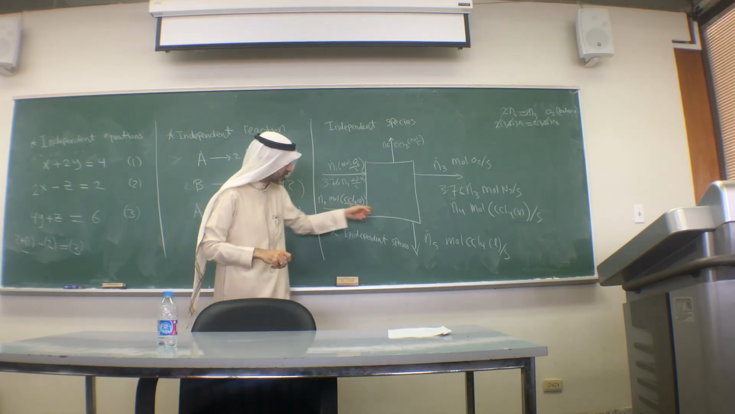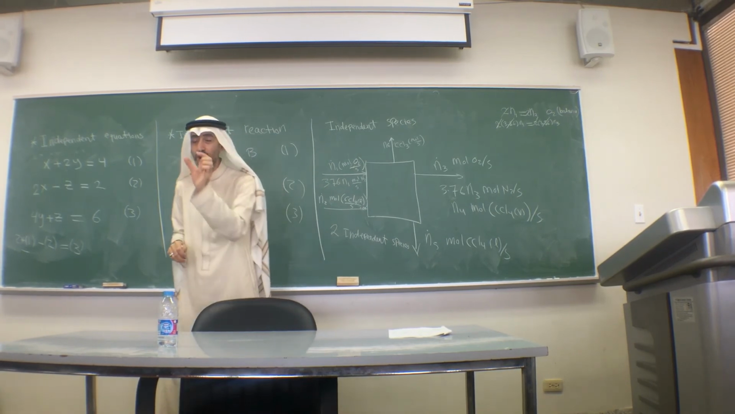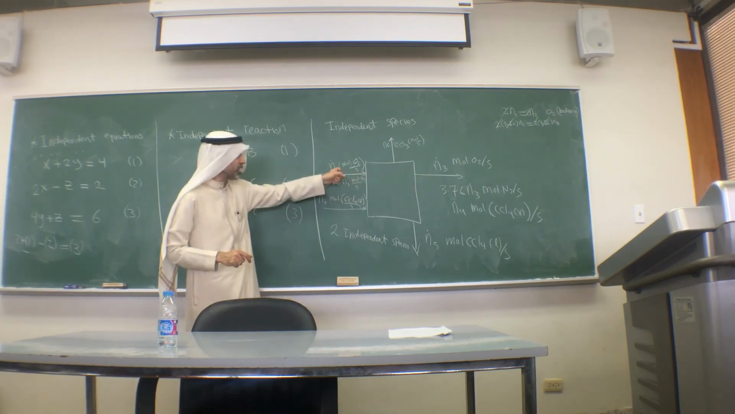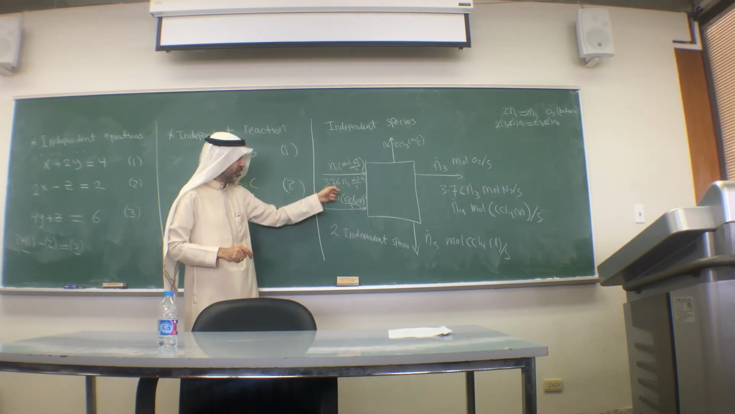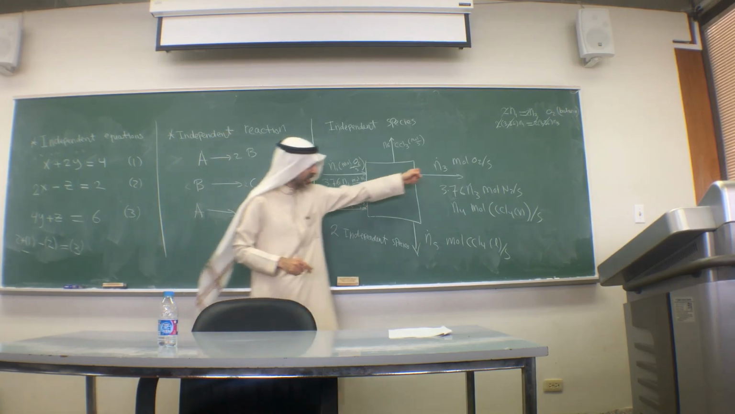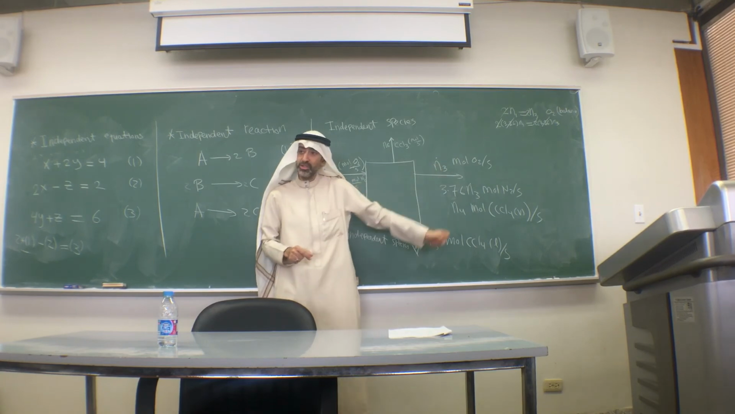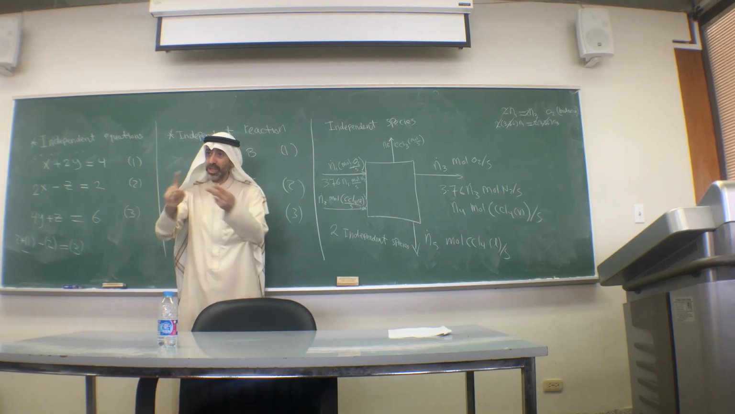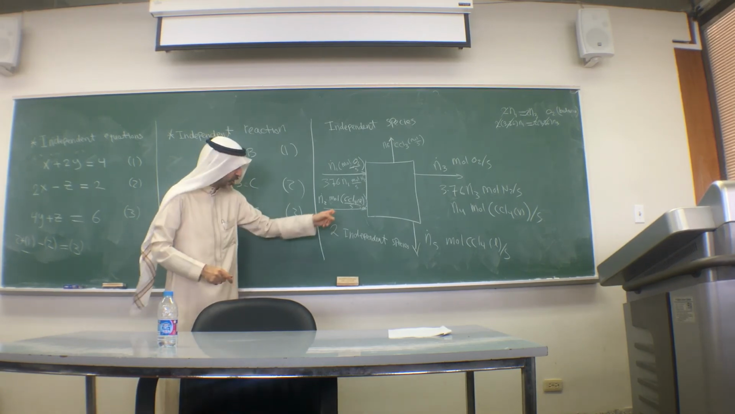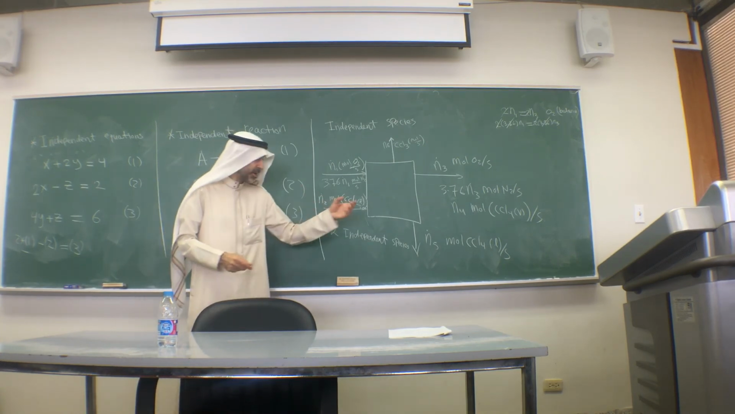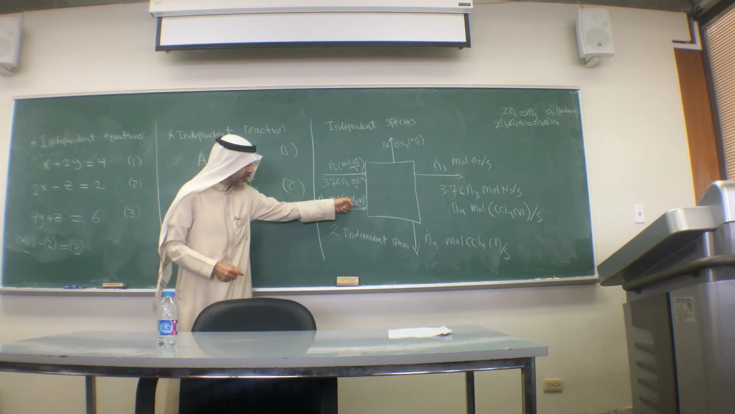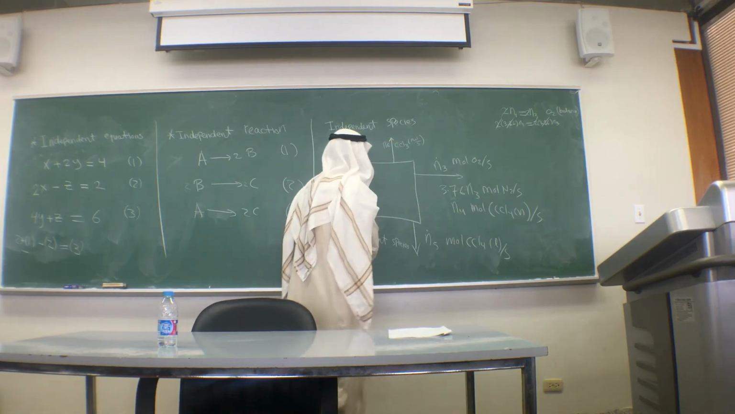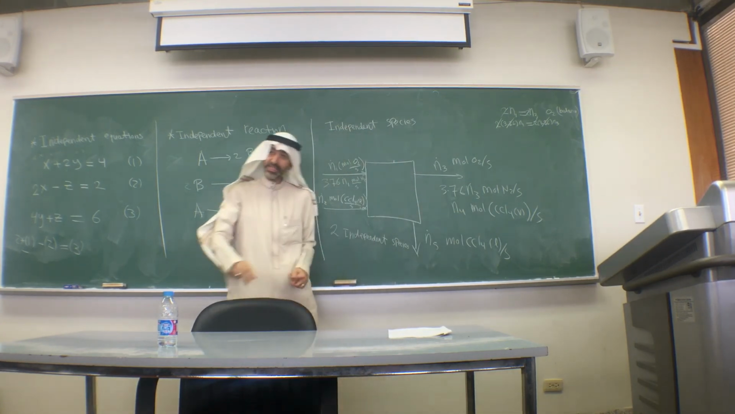Now go and look at the streams in the chart. Look at the species: do they appear in the same ratio everywhere? Here, for each one mole O2, you have 3.76 moles of nitrogen. Divide this by this, you get 3.76. Same ratio, so they are dependent. Come to the chlor: divide the number of chlor atoms by carbon, 4 over 1, everywhere 4 over 1. So we consider it dependent.